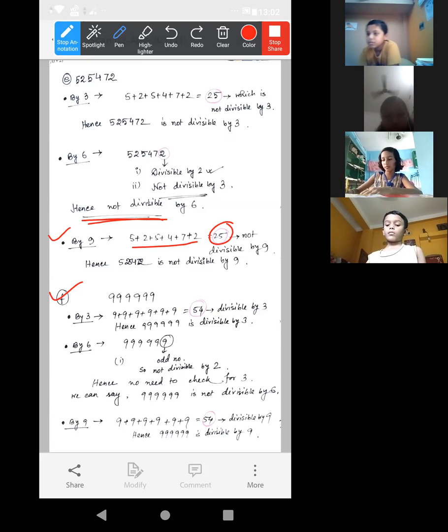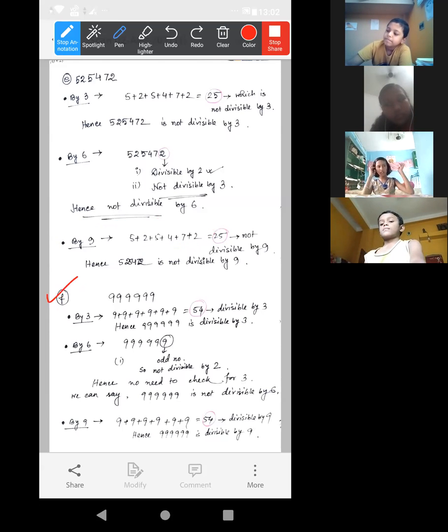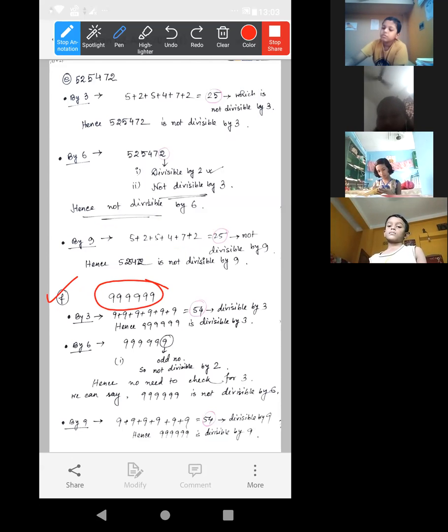Question number F, let me explain, then I'll check each and everyone's copy. Arpon, have you understood? Yes, ma'am. Now, question number F. I'm starting to explain. Look, it is given like 9, 99, 999, right? So we have to check whether it is divisible by 3 or 9.